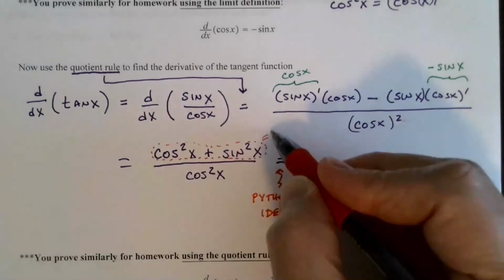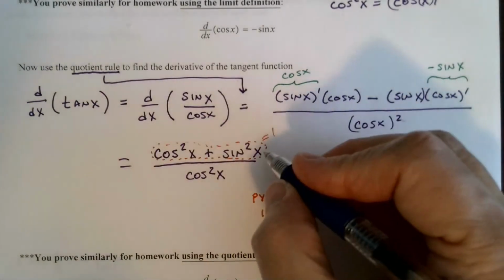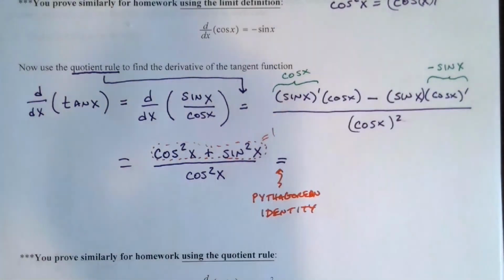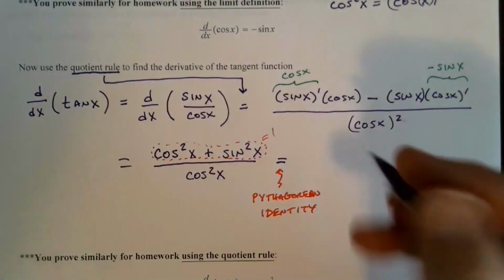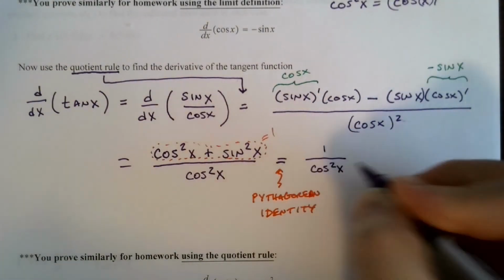Pythagorean 1. Of course, you can prove that geometrically, knowing that the points on the unit circle are what? x comma y, or what? Cosine x comma sine of x, or cosine theta comma sine of theta, where theta is that central angle. At any rate, we get 1 divided by cosine squared x. There's our answer.